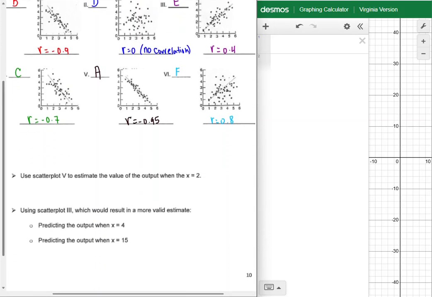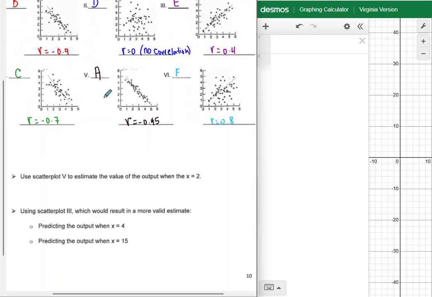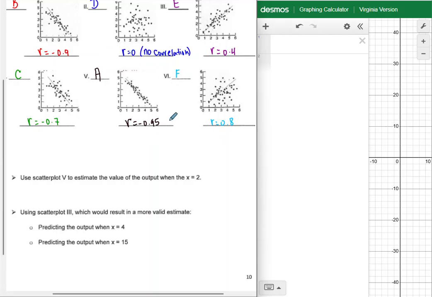And then use the scatter plot V, this one right here, to estimate the value of the output at x equals 2. So I'm going to focus on this scatter plot right here. Output just means the y value. So we're looking for the y when x is 2. When x is 2, let's take a closer look. My y value looks like it's at 4. So y equals 4.